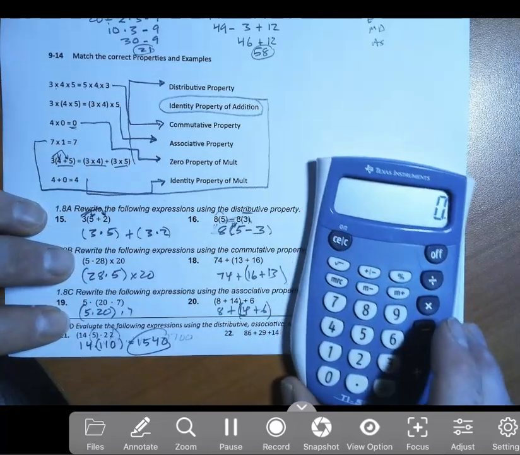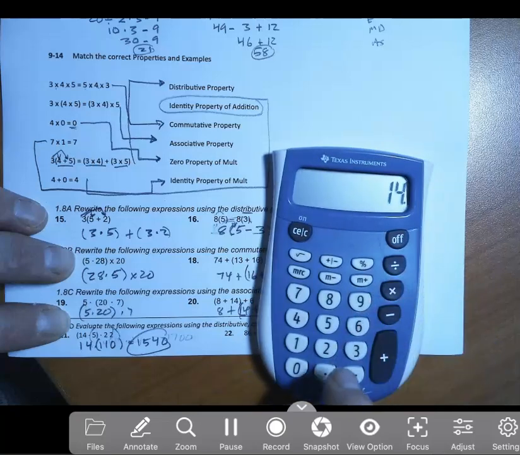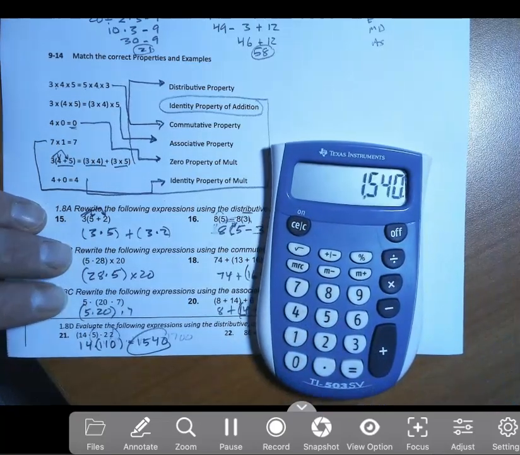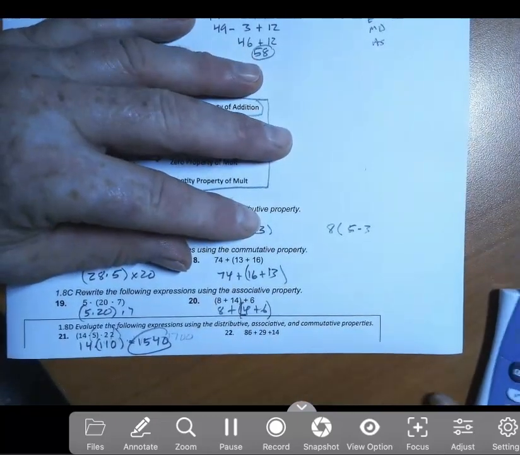And if I would have done it the other way, without the properties, 14 times 5 times 22, and there's our 1540. Okay, sorry about that, folks. Should have cleared the calculator.